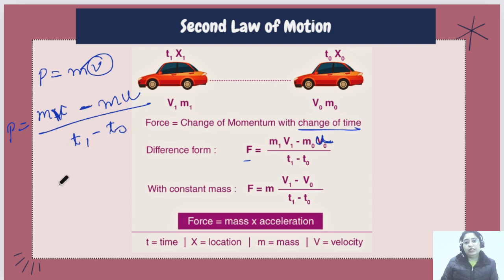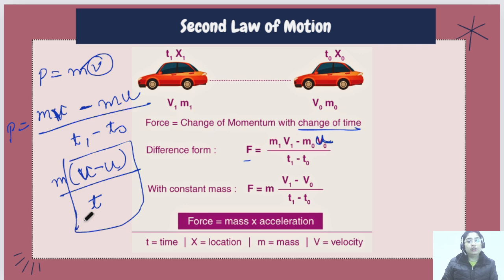So here you can see, if I take the mass as common, there will be m times (v minus u) upon t, right? Now what is (v minus u) upon t? (v minus u) upon t is acceleration only, correct? So if the momentum is changing, that means an acceleration is developing. So we get the final formula: force is equal to mass into acceleration.